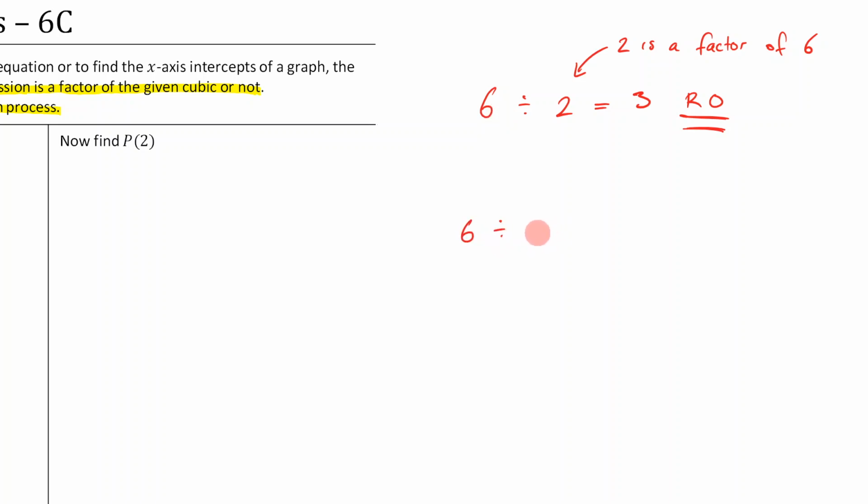But alternatively, if I went 6 divided by 4, well, 6 divided by 4 goes in once with a remainder of 2. Because I get a remainder of 2 out here, that tells me that 4 is not a factor of 6. It didn't go in perfectly. So the way in which you determine whether something is a factor of another number is by dividing and seeing whether or not you get a remainder out.